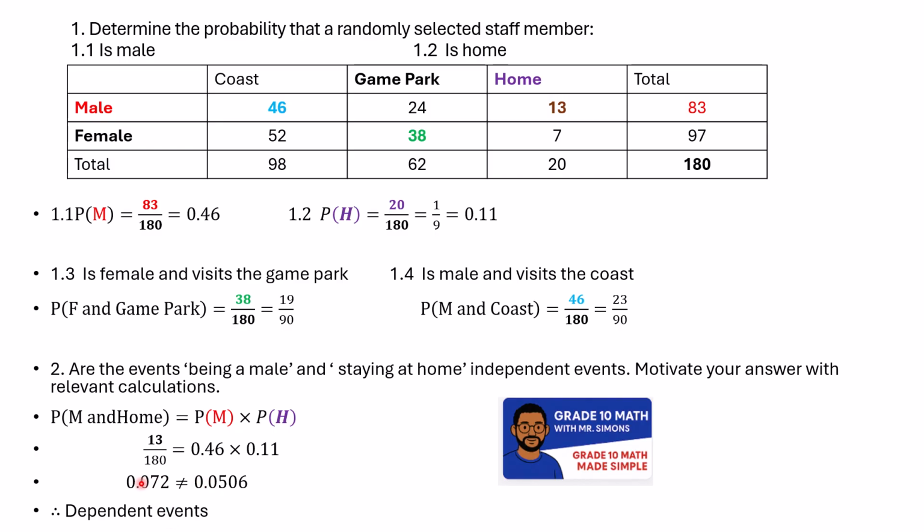So these two values are not equal to each other, so therefore they are not independent, but they are dependent events. Right, so I hope you follow. Whenever we ask are they independent or not, the key word in between is and. Being male and staying home must equal the probability of male on its own times the probability of staying home on its own. If that's the case, then we say it's independent. If the two are not equal, they are dependent events.